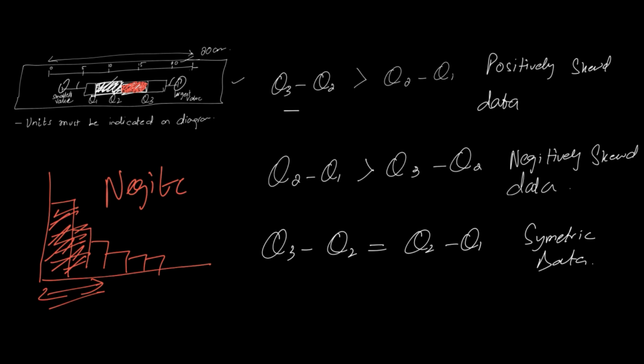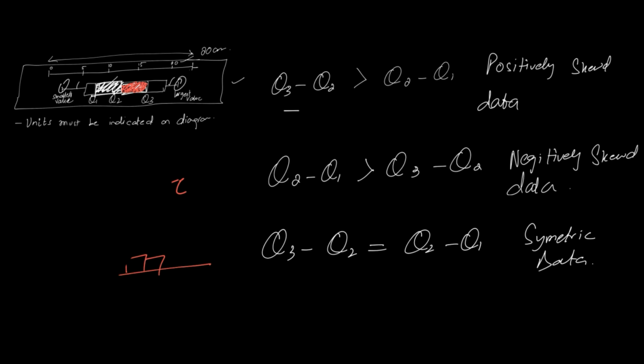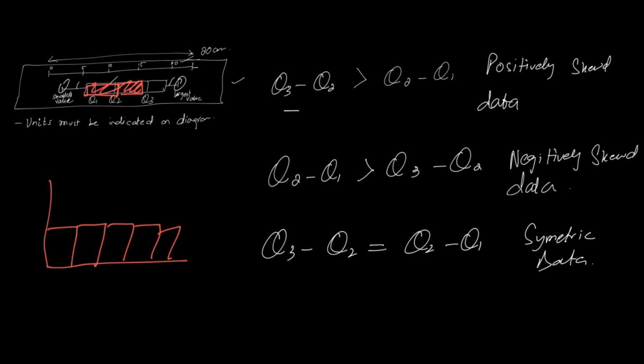Okay, now for it to be symmetric data, both of these have to be more or less equal. So the distance between Q1 and Q2 and the distance between Q2 and Q3 must be equal. So if we draw a bar graph of this, the data will look something like this. So this will basically show that it is symmetric data.